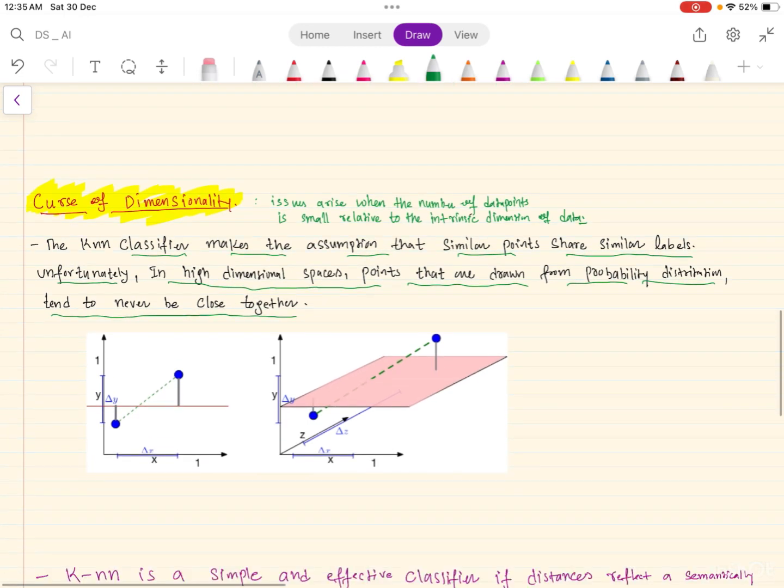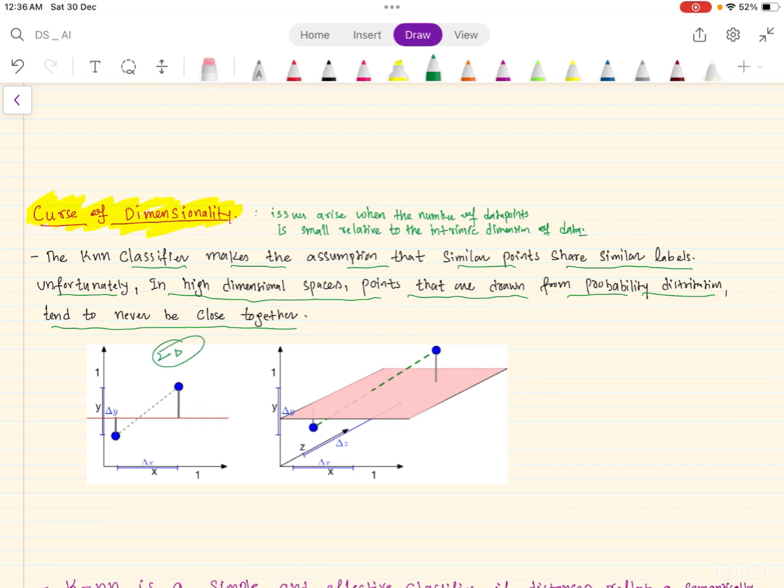One way to understand this: here we have 2 dimensional data, and if you calculate the distance between these 2 points, it will be the square root of x squared plus y squared, right? And here we have introduced one more dimension. So this is 3 dimensions, and the distance between these 2 points is going to be the square root of x squared plus y squared plus z squared, right? You see that this distance is greater than this distance. So if you add more dimensions, the distance between these 2 points is going to increase, and these 2 points will tend to never be close together.